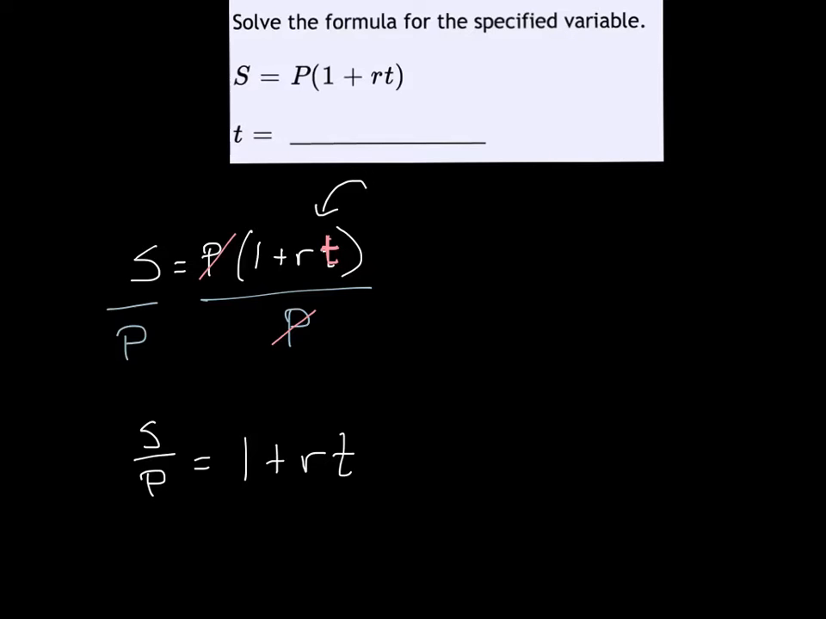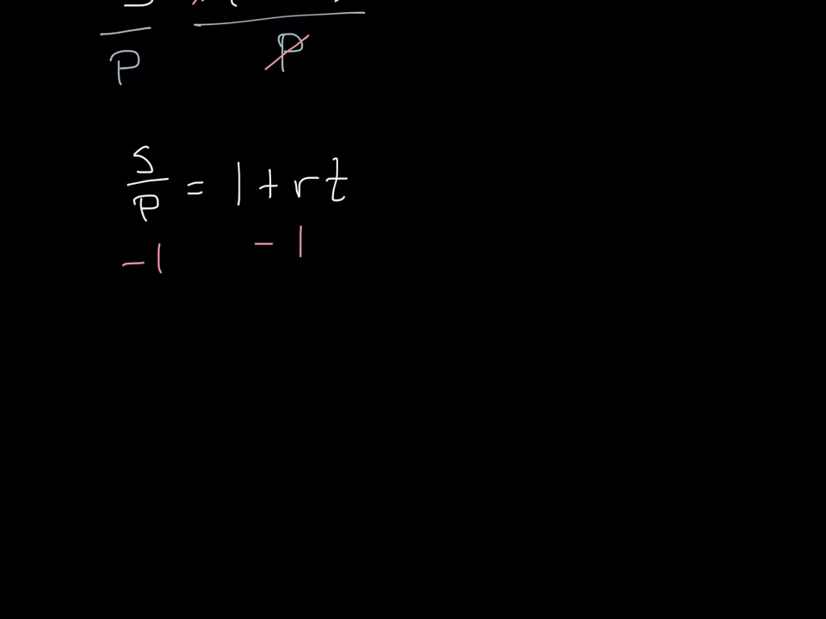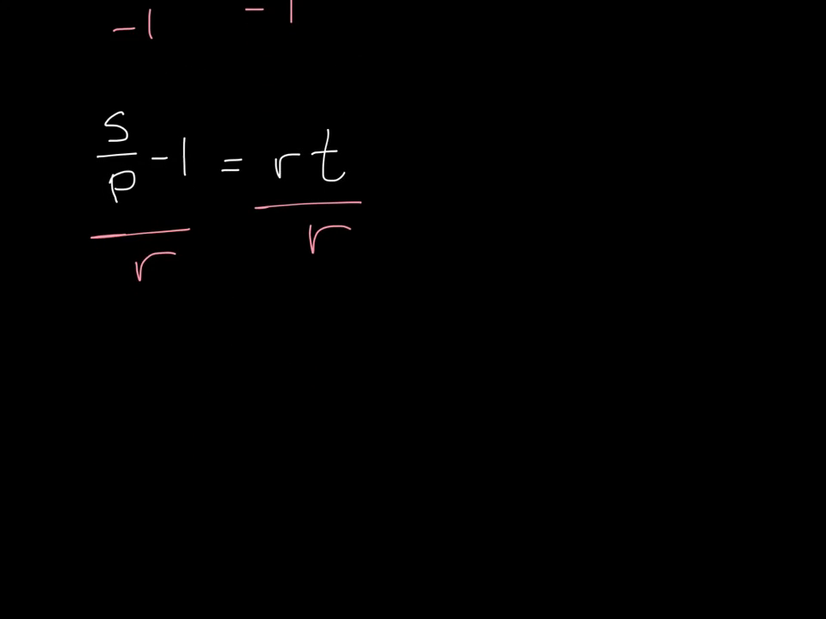Alright, so what I'll do next, I'd subtract 1 from both sides. So I have s/p minus 1 equals rt. And now in this case, again, I'm just solving for t, so I do the opposite of what's occurring there, which is the multiplication by r. I'm going to divide both sides by r. And then I'll get t all by itself. I get s divided by p minus 1, divided by r.